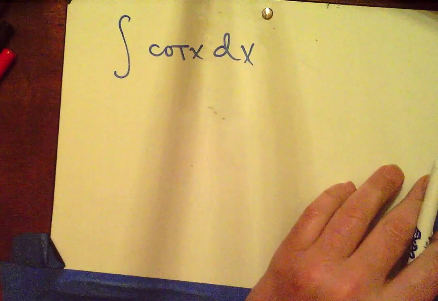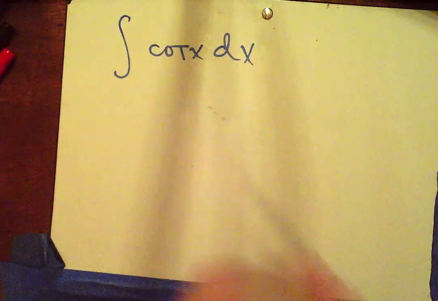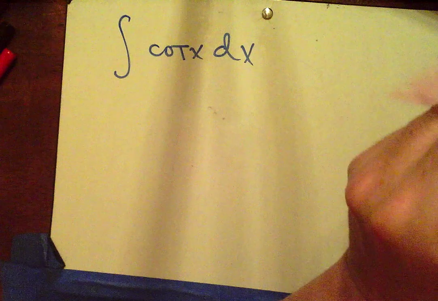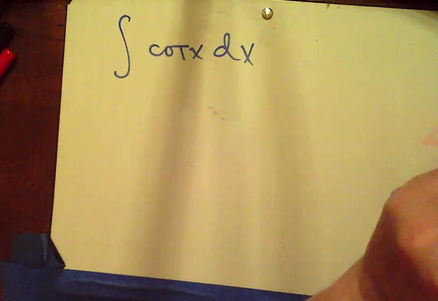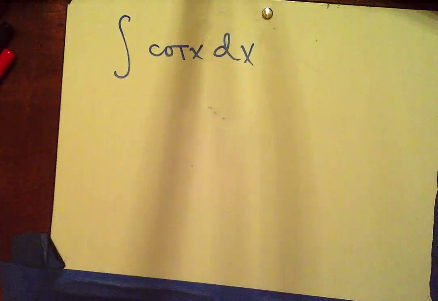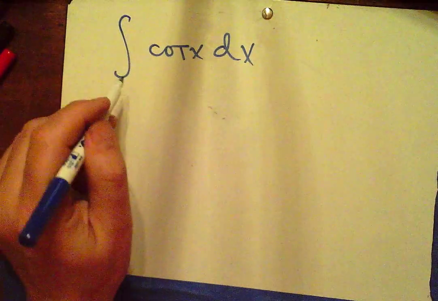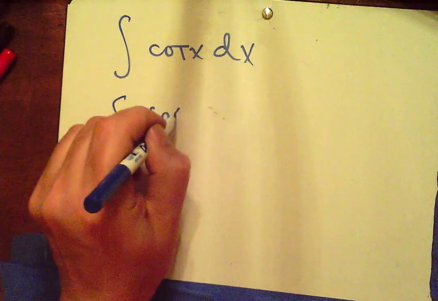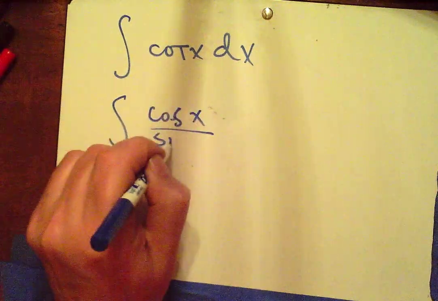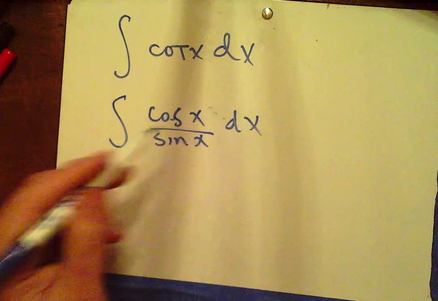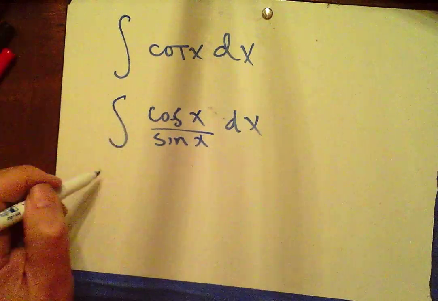How about this one? Integral of cotangent x dx. And I'll give you a hint. It's a u sub. And it looks a lot like a problem that we did at the beginning of class. I know. Isn't that really interesting? So, what do we have here then? Well, this is going to be cosine x over sine x dx. Can you go from here? If you can, pause the video, give it a go.